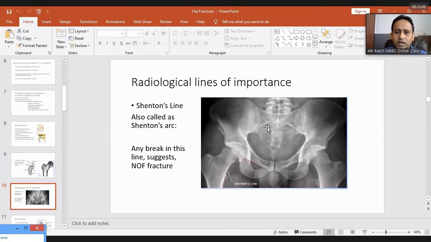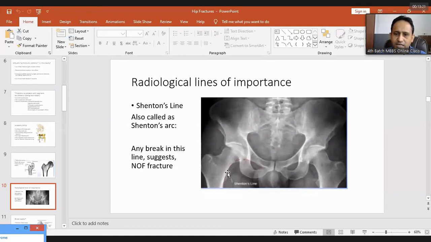So one important line in consideration with the hip joint is the Shenton line. Some people call it Shenton arc, because it's not a straight line, it's a curved line. When you draw this line through the inner border of the femur, traveling up through the lower border of the neck, going through the inner lower border of the superior pubic ramus, that should form a smooth arc. So that's known as a Shenton arc or a Shenton line.